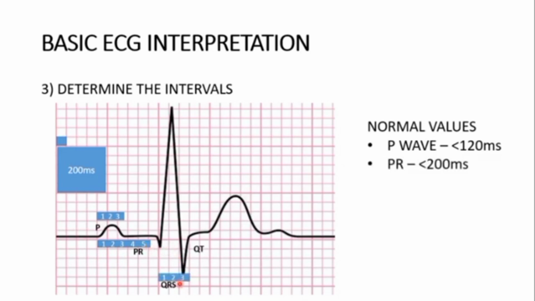Then the QRS has 3 small boxes, so normal QRS duration is less than 120 milliseconds. The QT interval has almost 10 small boxes, so normal can be less than 400, or less than 440 is also accepted.